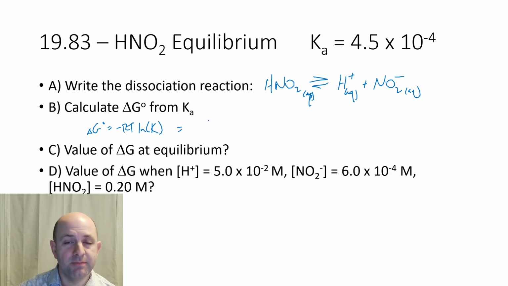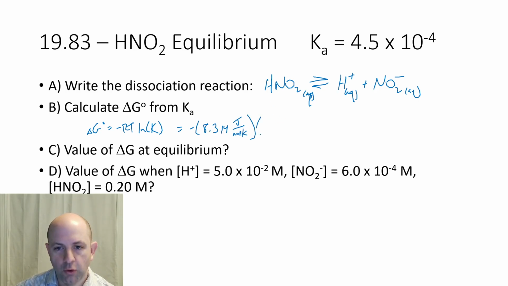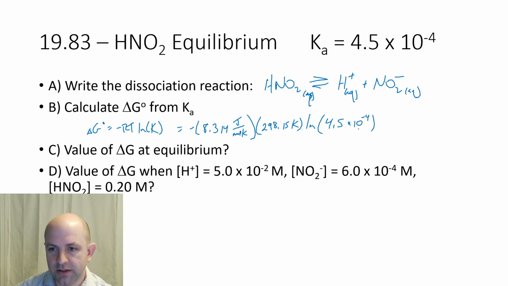Now R in this case, because delta G is an energy, we want the gas constant in terms of energy. So this will be negative 8.314 joules per mole Kelvin. All right. We'll multiply it by the temperature. So it's standard conditions, so that means 298.15 Kelvin. And then we'll plug in the natural log of K. Well, they gave us the Ka in the problem, or well, looked it up from the appendix. So 4.5 times 10 to the minus fourth.